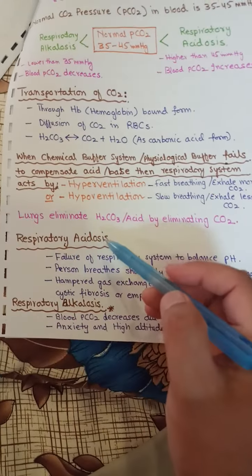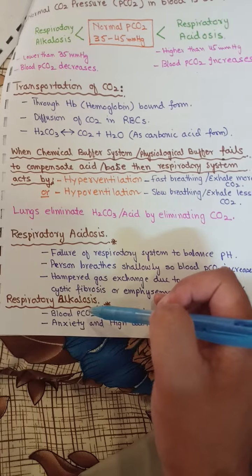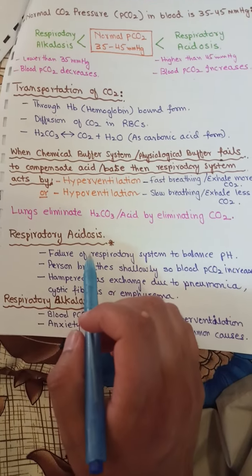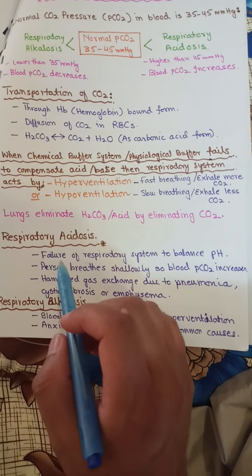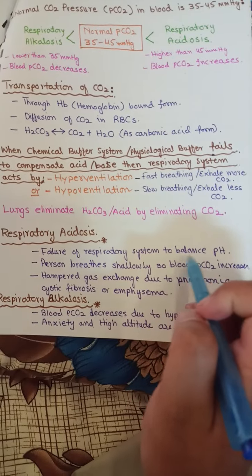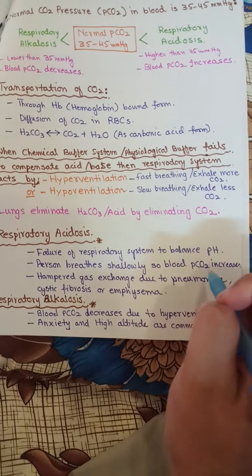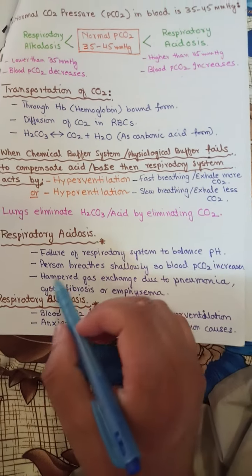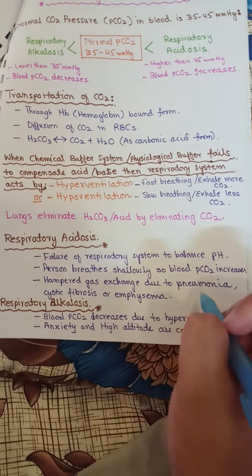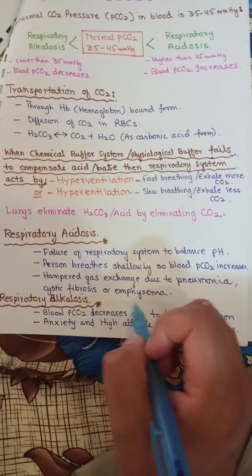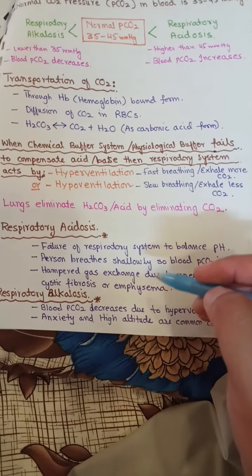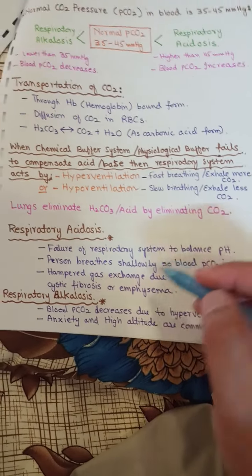So these two conditions we have to study: respiratory acidosis and alkalosis. What is respiratory acidosis? It is the condition when failure of the respiratory system to balance pH occurs. The person breathes shallowly, so the partial pressure of carbon dioxide increases. Hampered gas exchange due to pneumonia, cystic fibrosis, or emphysema. So during these conditions, respiratory acidosis also occurs.